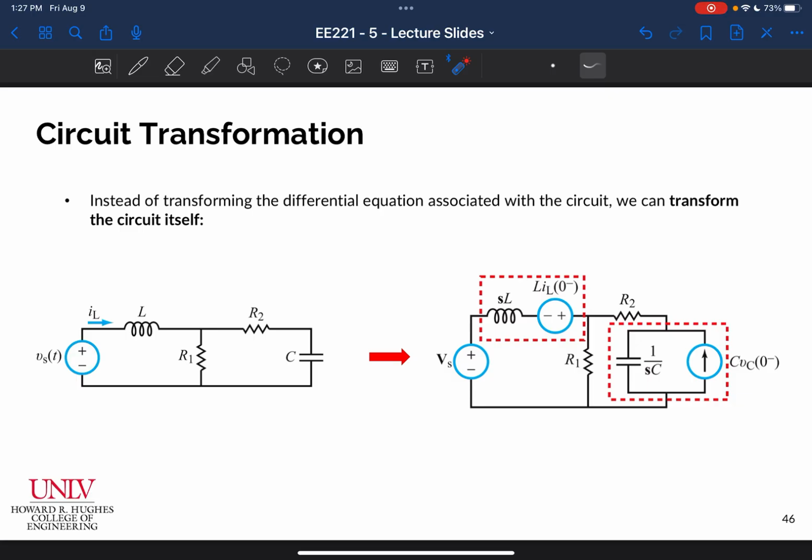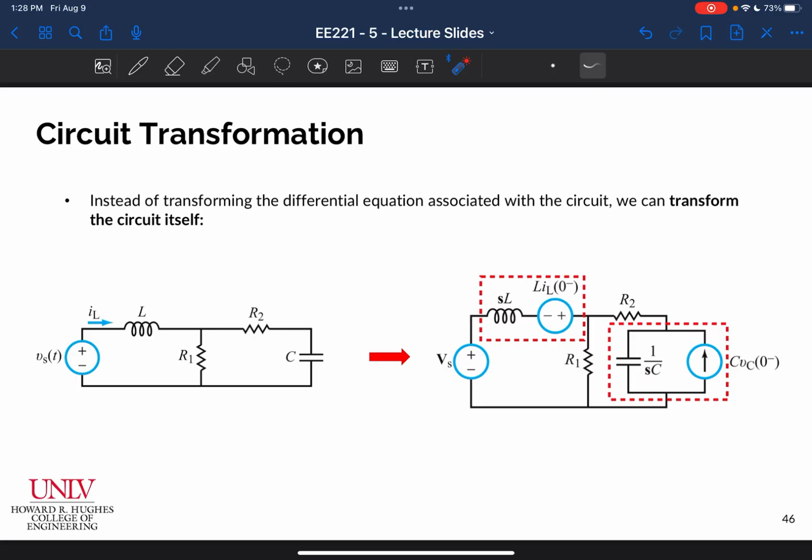Instead of transforming the differential equation, something else that we can do is transform the circuit itself, which means element-wise, we can take each component and transform it into its S-domain equivalent. So instead of a time-varying function of voltage, we can get an S-domain function for our voltage. Instead of an inductor in the time domain, we can get an inductor in the S-domain, and we can even take that initial condition into account. And the same goes for the capacitors and the resistors.